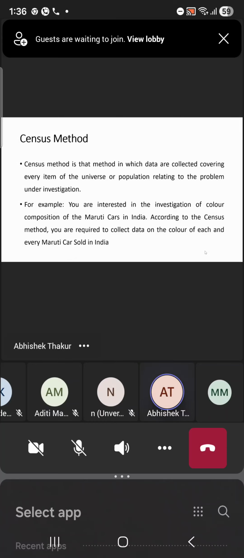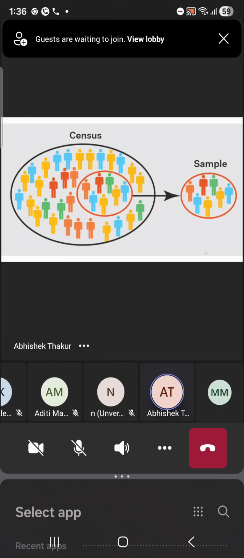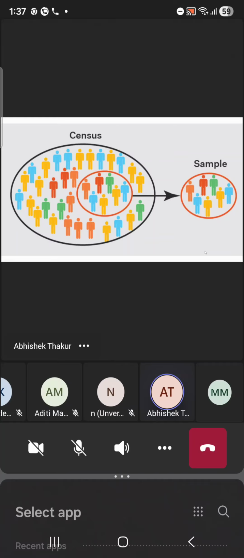So this picture depicts the difference between census and sampling. Collection of data from each person, from each item, from a defined population, like 100%, 20%, or whatever it is, is called a census. But if we collect the data from a group, from a subset of the whole population, it is called a sample.